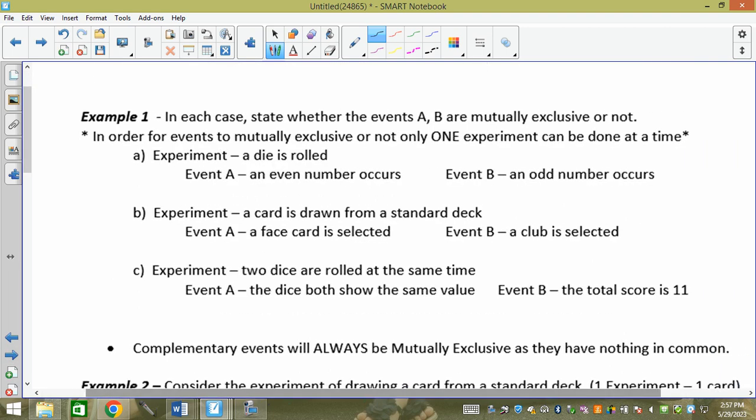Experiment 1. In each case, state whether the events A, B are mutually exclusive or not. In order for events to be mutually exclusive or not, only one experiment can be done. So, for example, a die is rolled. Even number occurs or an odd number. Is there overlap between even and odd? Are there any even odd numbers? No. So this would be mutually exclusive.